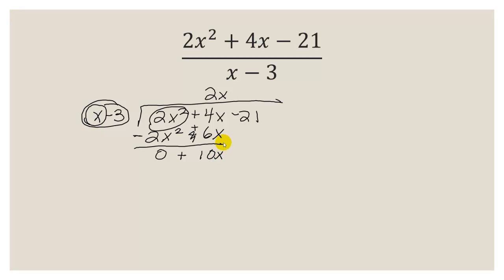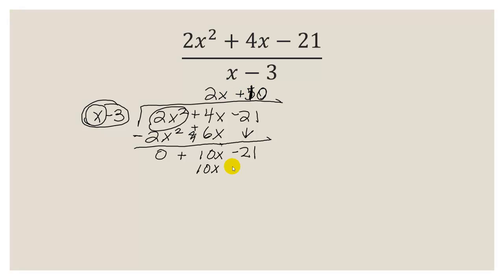Now you repeat the procedure just like you would have done before. But remember, before we brought down the next term, so I'm going to bring down the minus 21. And now I ask the question again. What times x is going to give you 10x? And the answer is 10. So I'm going to write a 10 over here. Now you multiply. 10 times x gives you 10x.